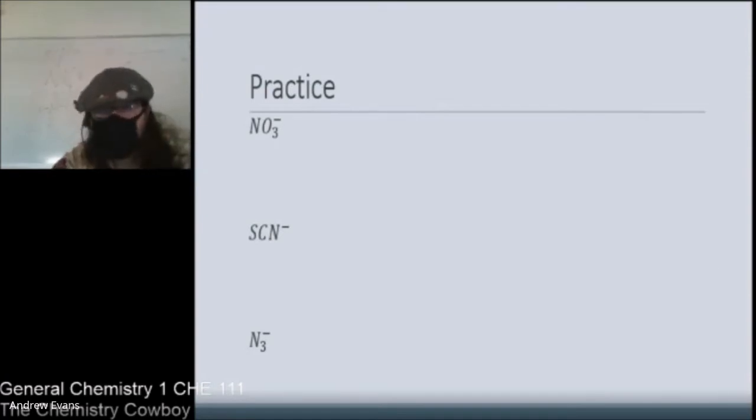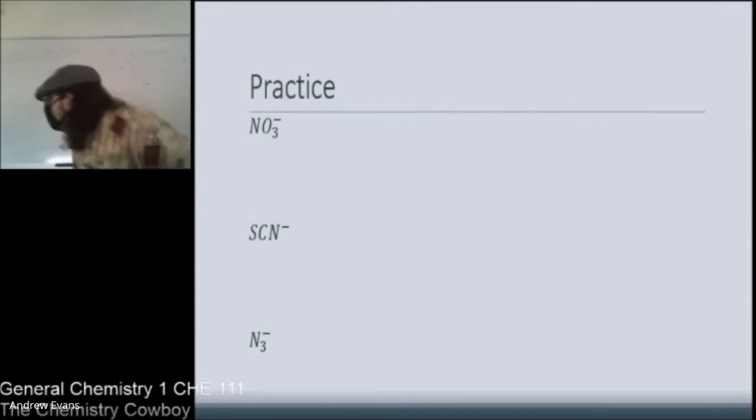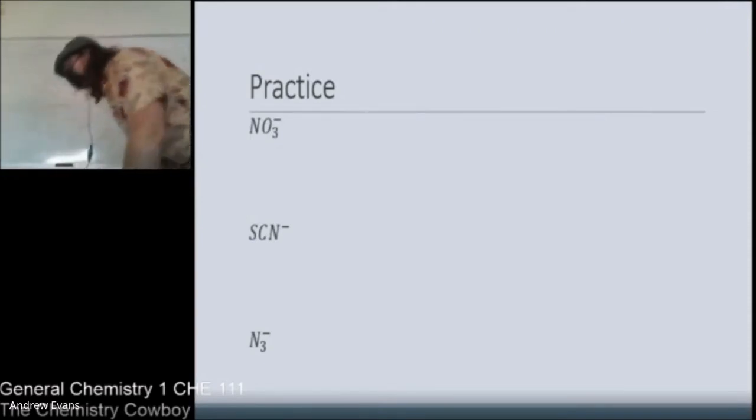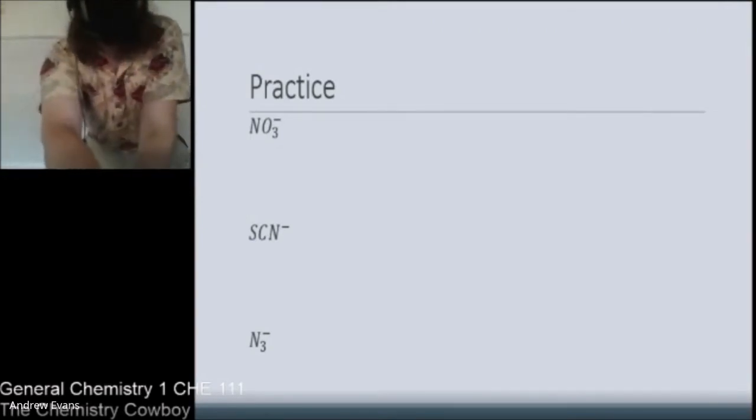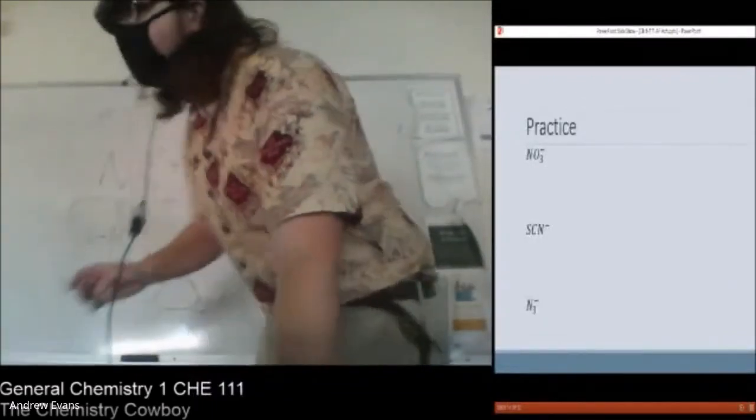First things first, we're going to draw some structures here and try to put formal charges on them. We have nitrate, thiocyanate, and I'm trying to think, triazonium. I'm trying to remember what we call that thing, but N3 1-. All these have charges.